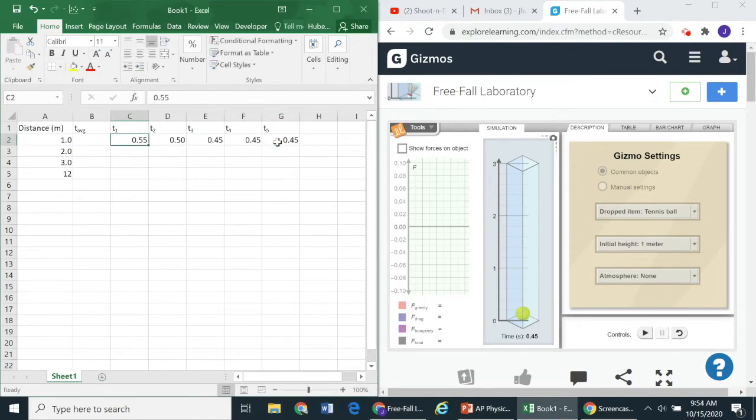Okay, so those are my trials for the first one. Now let me just do it one more time and try to let it go to 0.55 seconds. Yeah, it was definitely already on its way back up. So that trial is going to corrupt my data a little bit, but we'll just leave it for now. We'll use it to make a point later on. Okay, so that's it for 1 meter.